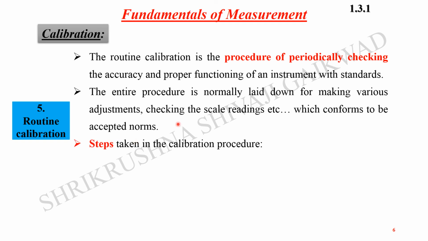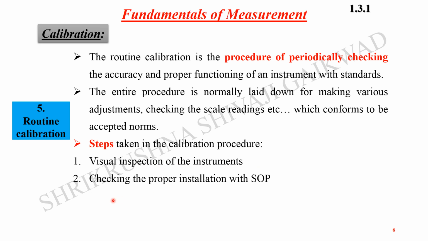So what are the steps to be taken in this type of calibration process? First is the visual inspection of the instruments. Look visually at the device to see whether there is any kind of discrepancy on the instrument, and check the proper installation against the SOP, or follow the SOP while utilizing the device for the next iteration or step of the measurement.